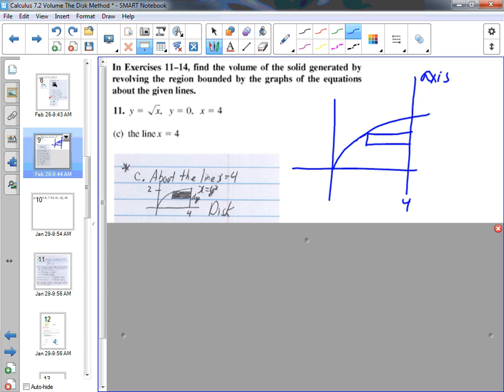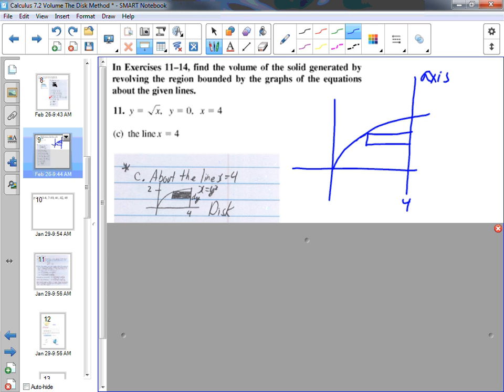You need the graph. And you see, too, that I wrote here "disk." That's because when you do the rest of number 11, you'll be using the washer method for a couple of these parts. So once we learn the washer method, we'll need to start labeling which method we're using. It helps keep you straight, okay? But that's the reason I wrote that.